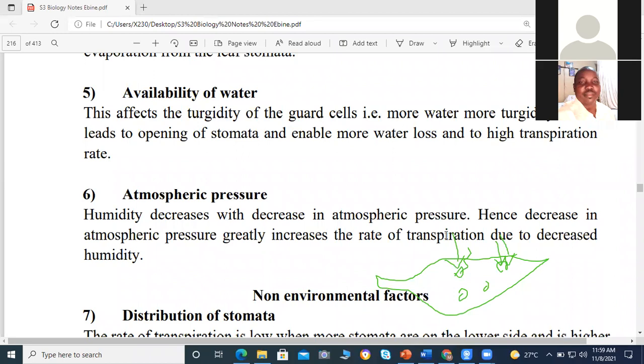One is the distribution of the stomata. Of course, once the stomata is distributed in a direction closer to the light, that is on the upper face.